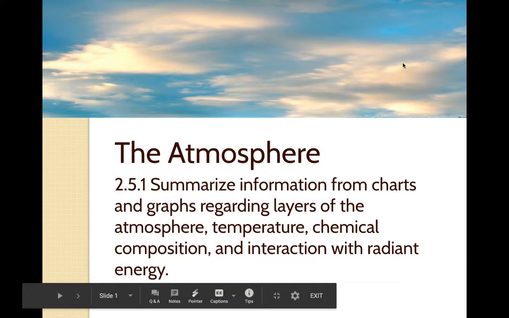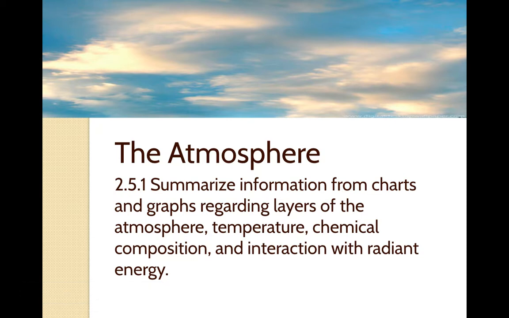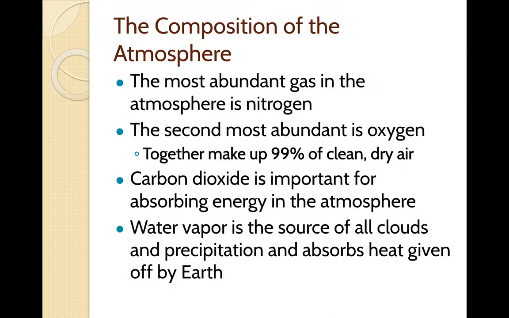Today's notes are on the atmosphere, the structure and composition of the atmosphere. The composition of the atmosphere. The most abundant gas in the atmosphere is nitrogen. The second most abundant is oxygen. Together they make up 99% of all clean, dry air. Nitrogen is 78% of the atmosphere and oxygen is 21%.